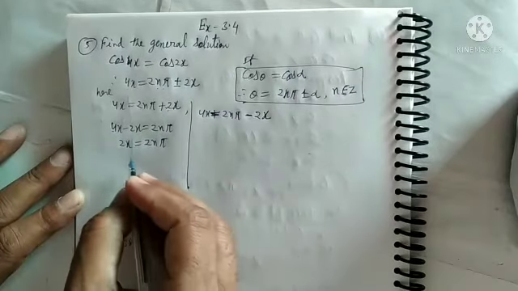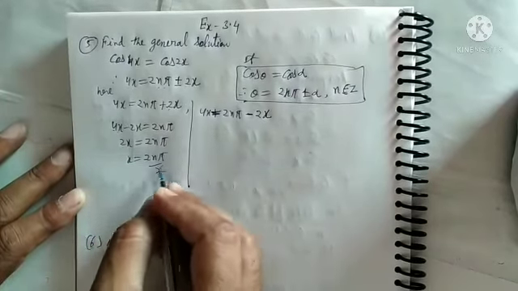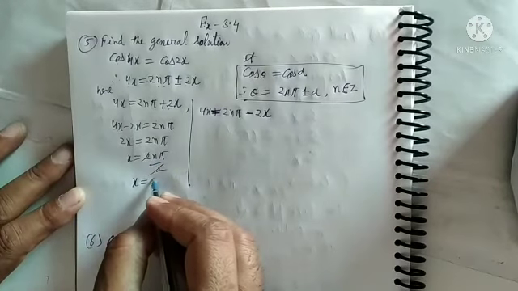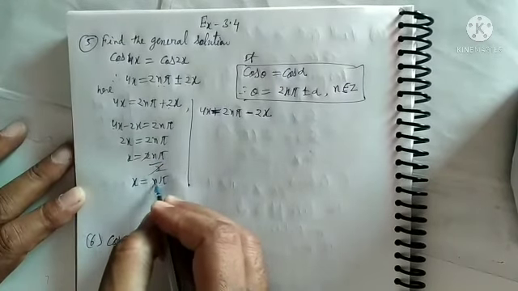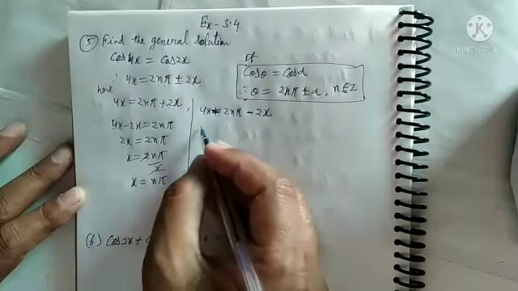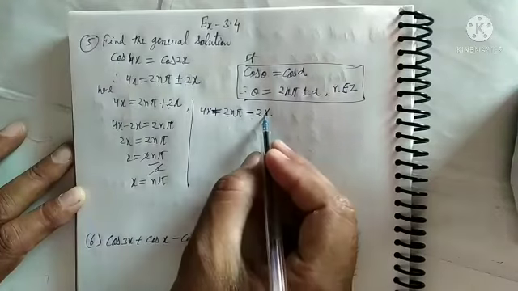Now 2 will go down, divide. Then x is equal to 2n pi upon 2. So 2 cancels. So we got the general solution, x is equal to n pi in the first case. Now see the second case, because it is 4x is equal to 2n pi minus 2x.